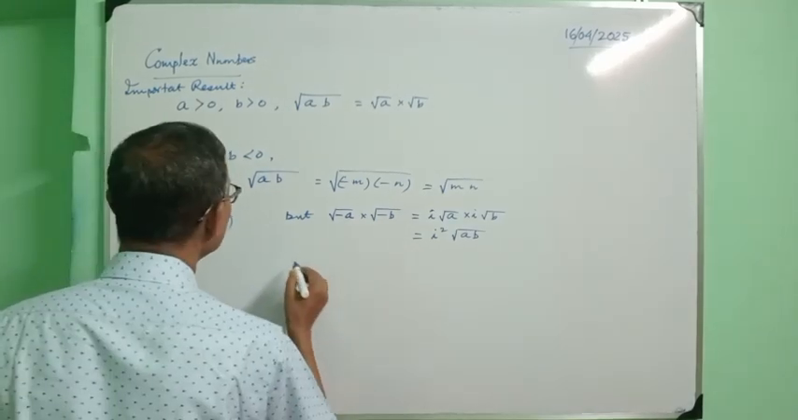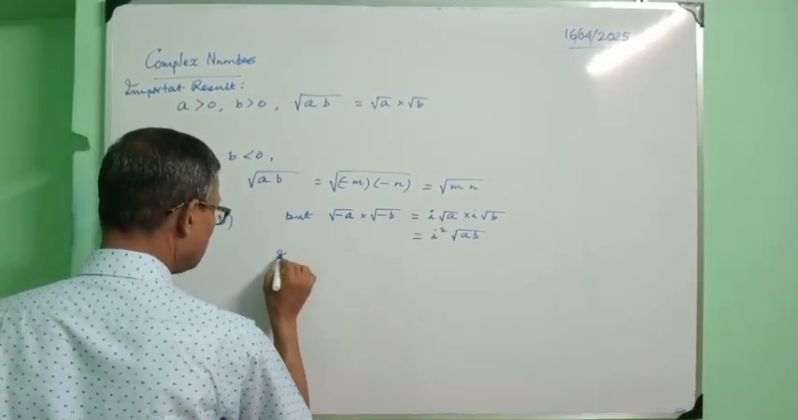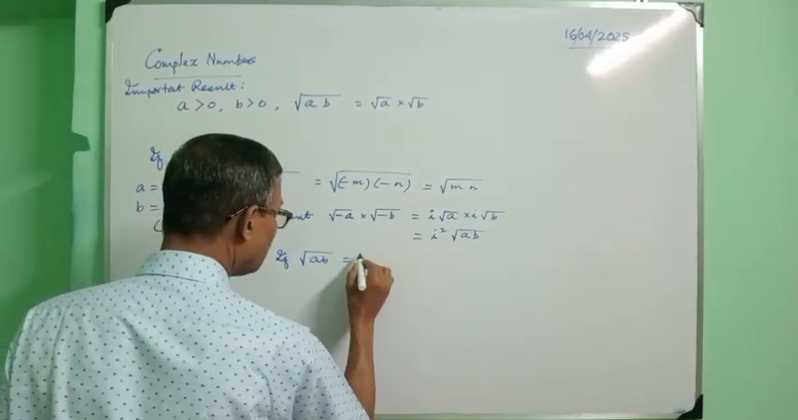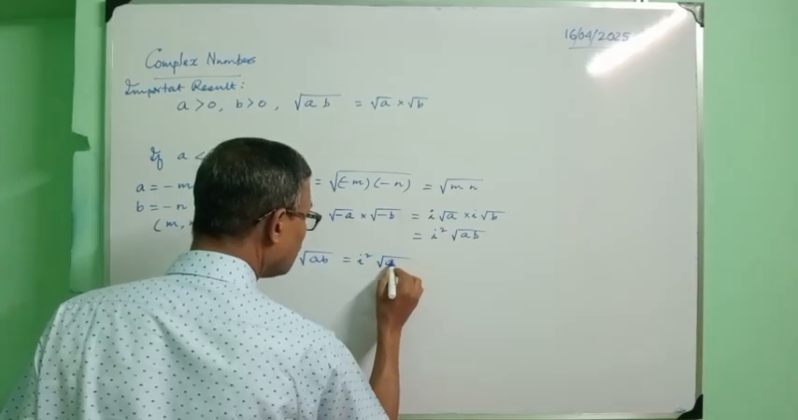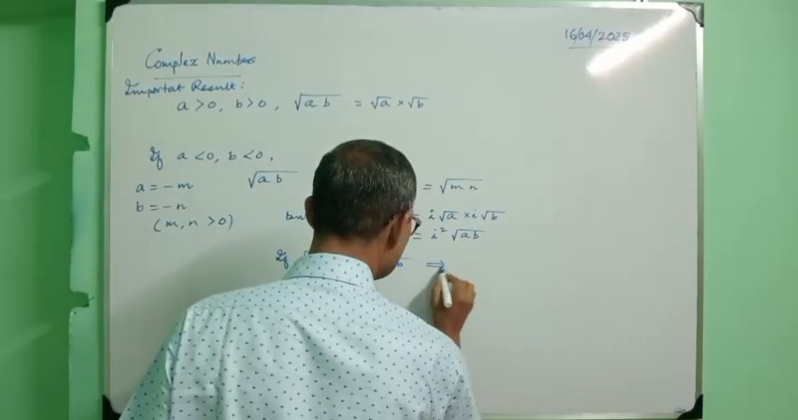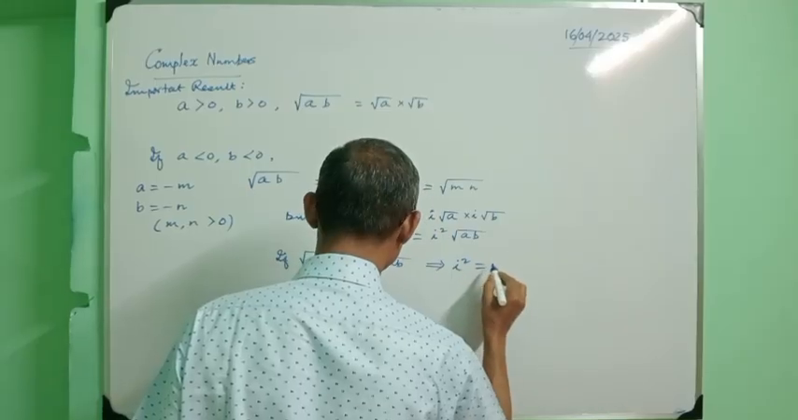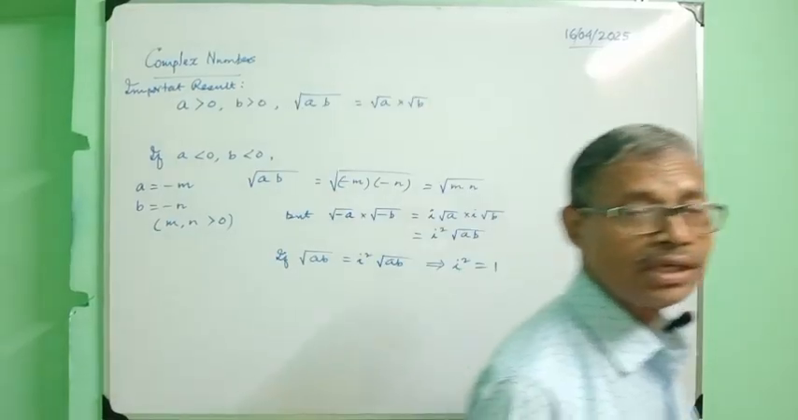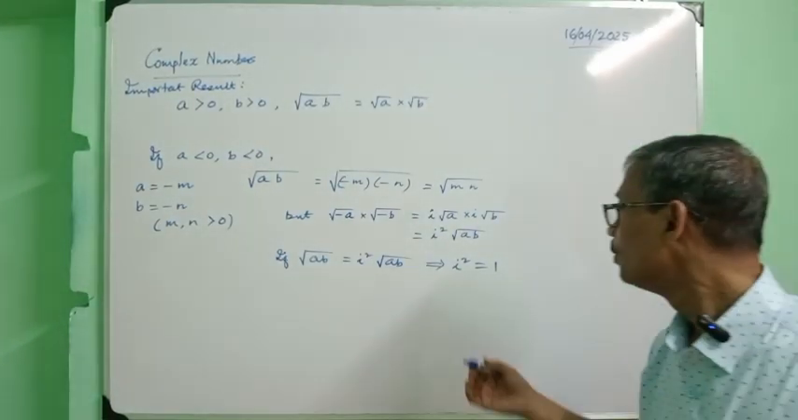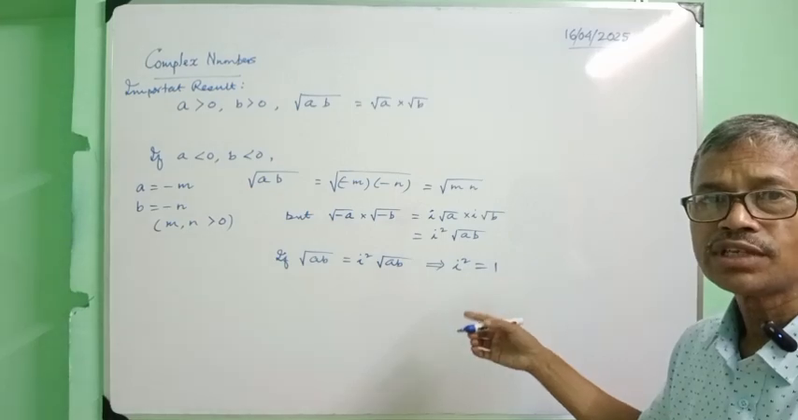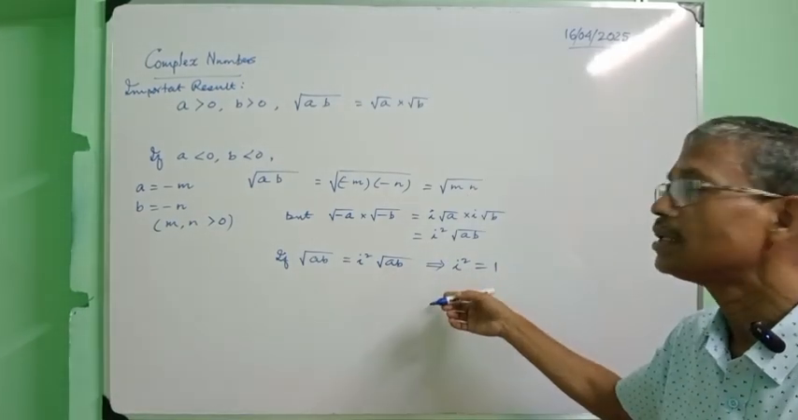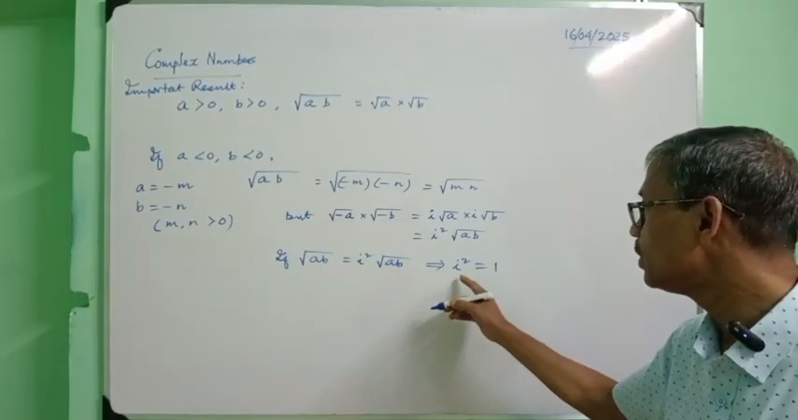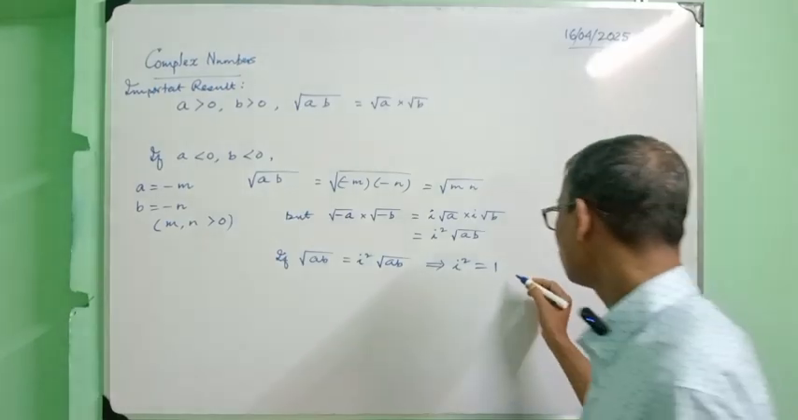Now if I take these two equal, then what we find? I square equal to 1. That is the contrary of I square equal to minus 1. As per definition, I square equal to minus 1. But what we find here? Root over ab is equal to I square root over ab, from which we get I square equal to 1, which is absurd.